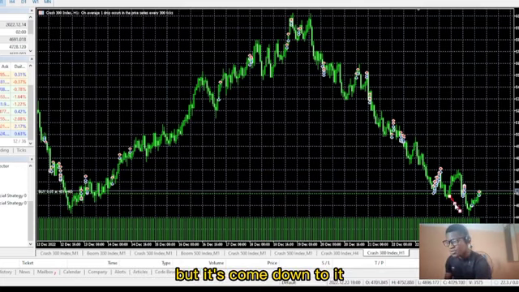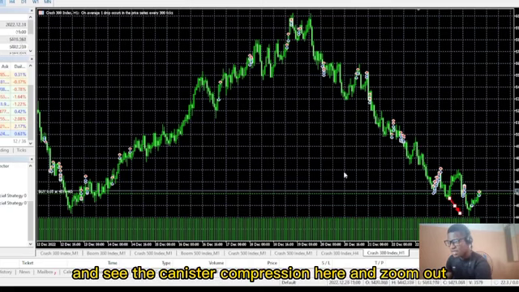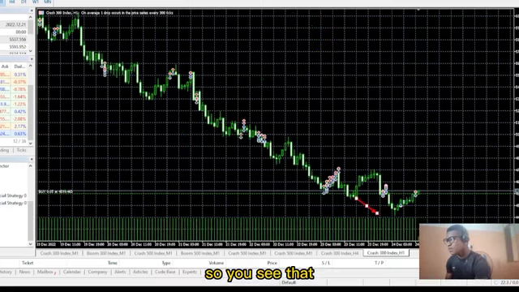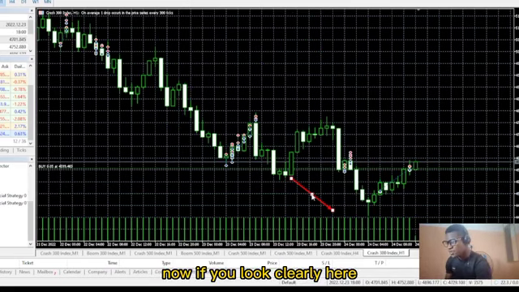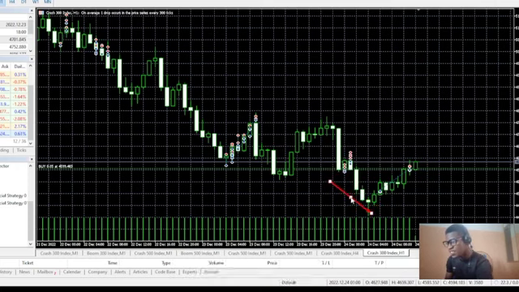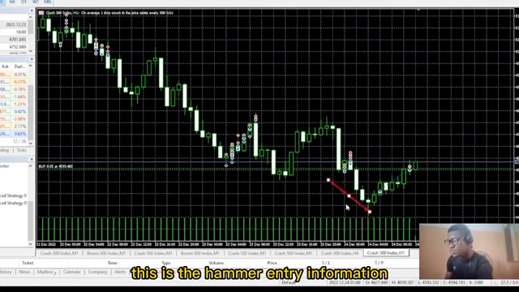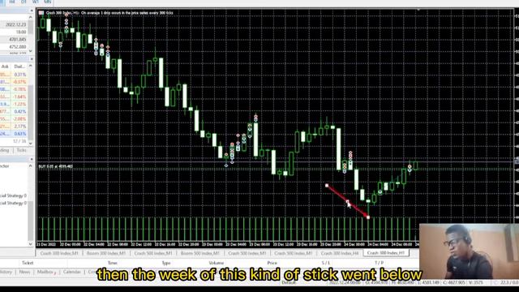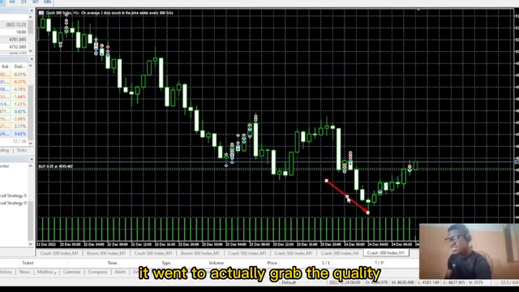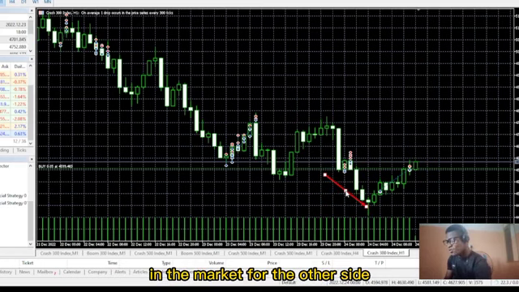The market came down to it, and it took liquidity. If you look clearly here, see the candlestick formation here. Let me zoom out so you see that candlestick formation. Now if you look clearly here, you see this candlestick, entry confirmation. This is a hammer, right? This is a hammer entry confirmation. Once I saw this, the wick of this candlestick went below. It went to actually grab liquidity in the market on the other side. So it went to grab the liquidity.